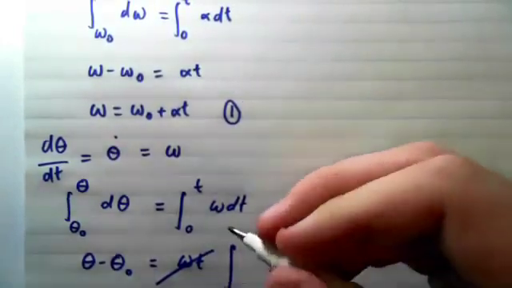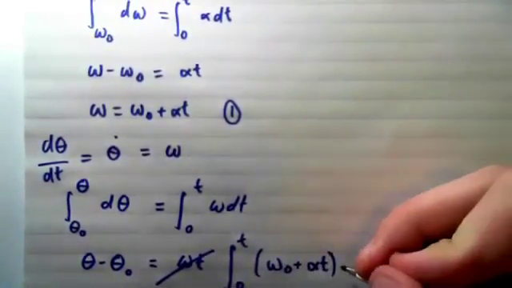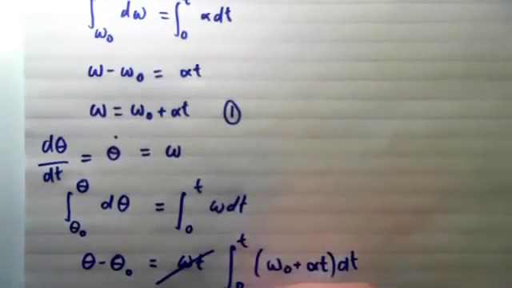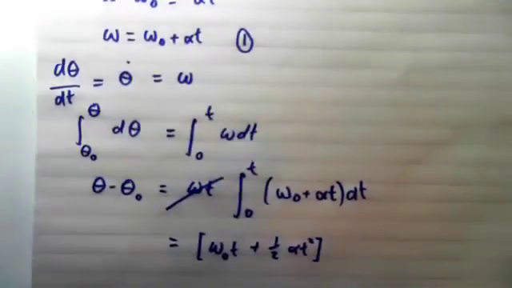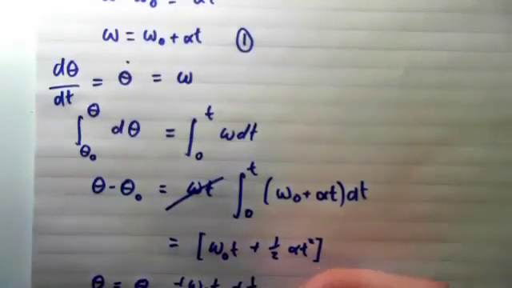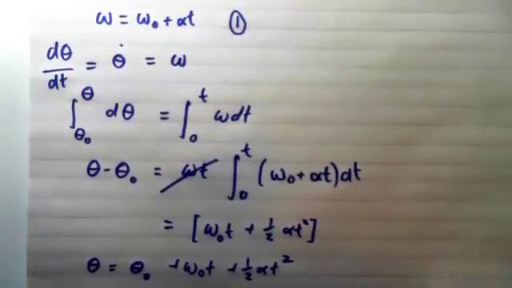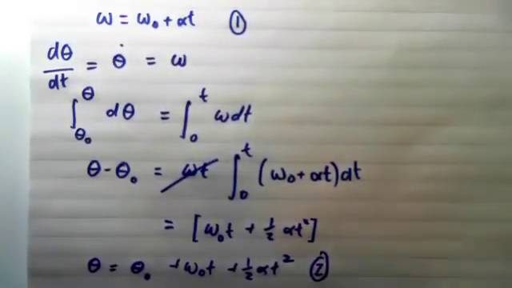But actually I should cross this out and we'll substitute that omega in, so we'll end up with the integral from 0 to t of omega naught plus alpha t dt. We end up getting omega naught t plus a half alpha t squared, and our equation of motion becomes theta equals theta naught plus omega naught t plus a half alpha t squared, which is very similar to our second equation of linear motion.